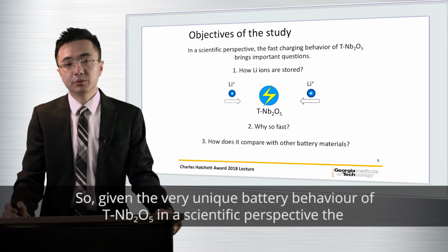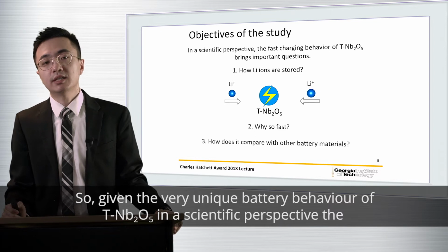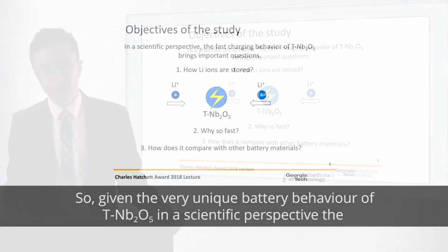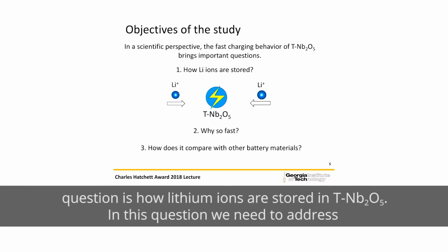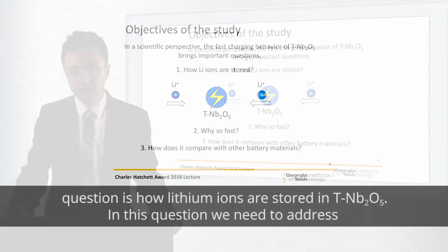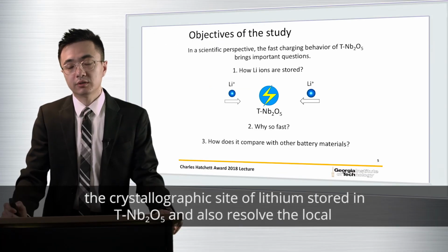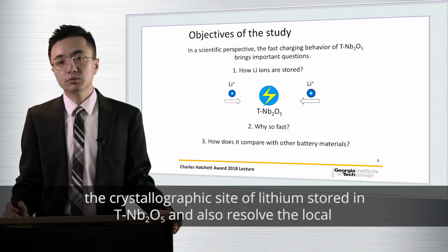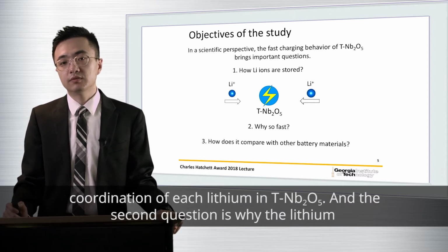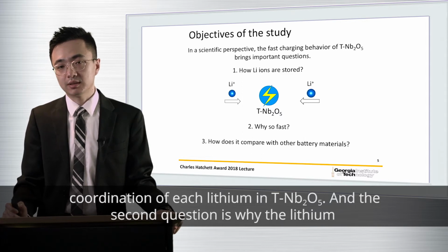So given the very unique battery behavior of T niobium oxide, from a scientific perspective, the fast charging behavior of T niobium oxide brings very important scientific questions. The first question is how lithium ions are stored in T niobium oxide. In this question, we need to address the crystallographic site of lithium stored in T niobium oxide, and also resolve the local coordination of each lithium in T niobium oxide.